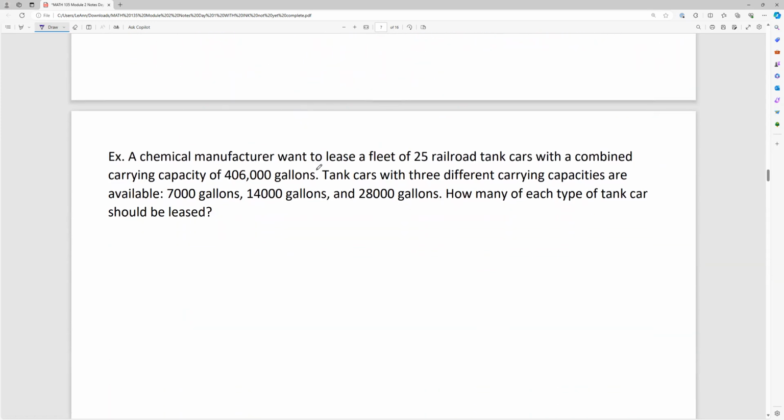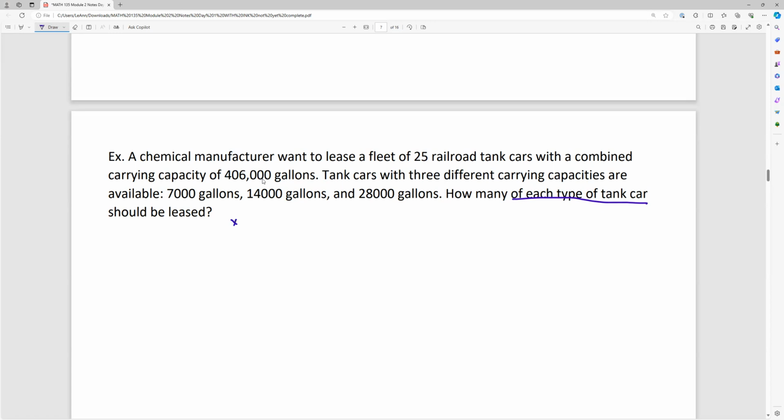Okay, so we're going to look at a word problem. Just how do we set up a word problem for this type of situation? So let's read what we have here. It says a chemical manufacturer wants to lease a fleet of 25 railroad tank cars with a combined carrying capacity of 406,000 gallons. Tank cars come with 3 different carrying capacities. So they have the 7,000 gallon, the 14,000 gallon, and the 28,000 gallon. How many of each type of tank car should be leased?